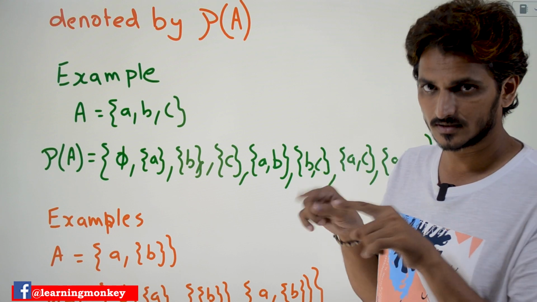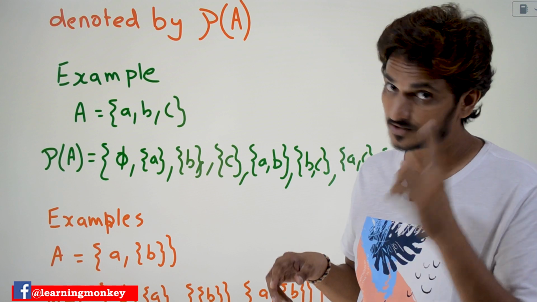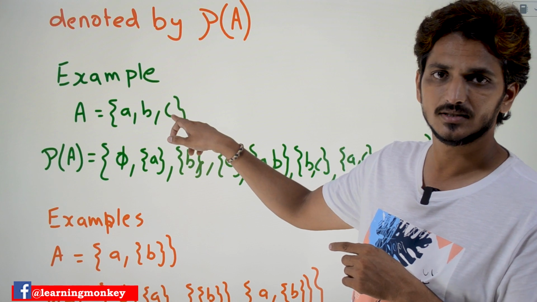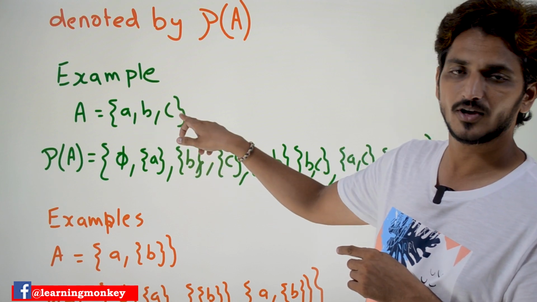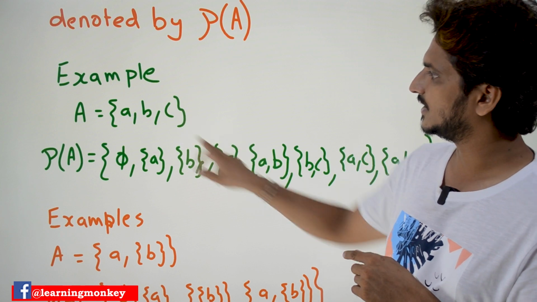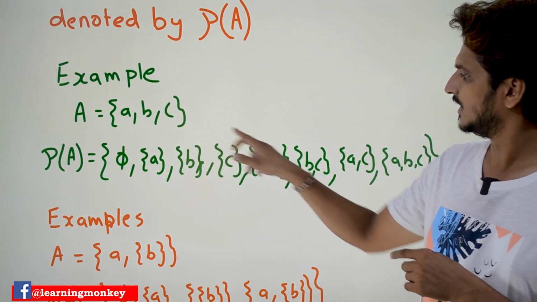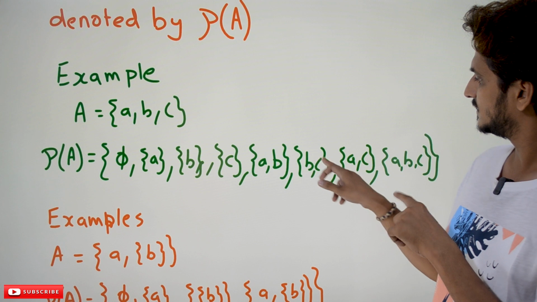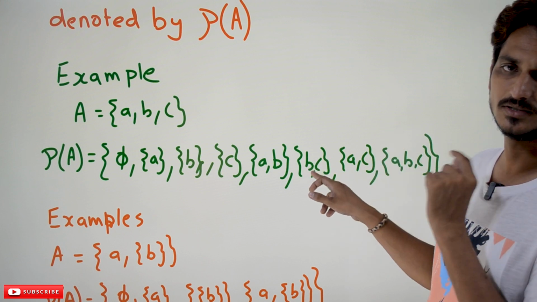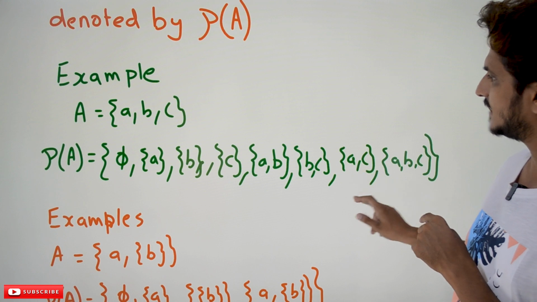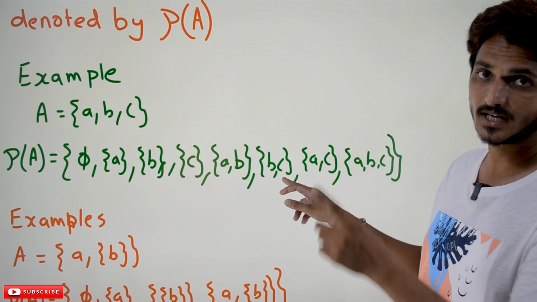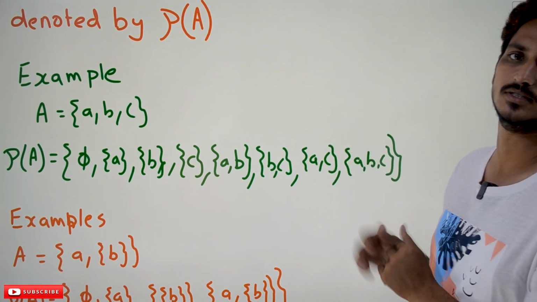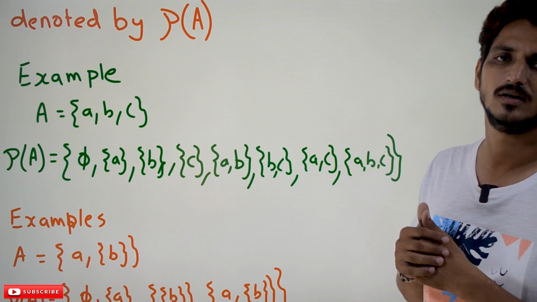If you write it as a set, understand, in our last class we clearly discussed the subset. Set {a} is a subset of {a, b, c}. Set {b} is a subset of {a, b, c}. Set {c} is a subset of {a, b, c}. Set {a, b} is a subset of {a, b, c}. Set {b, c} is a subset of set {a, b, c}. Set {a, c} is a subset of set {a, b, c}. Set {a, b, c} is a subset of set {a, b, c}. This is how we write.